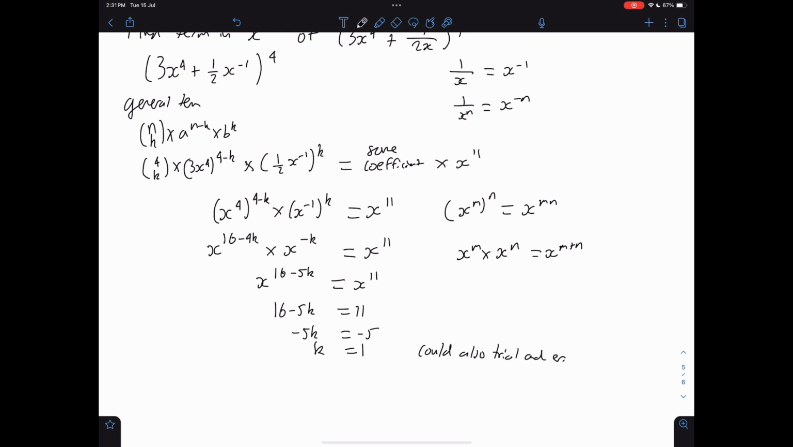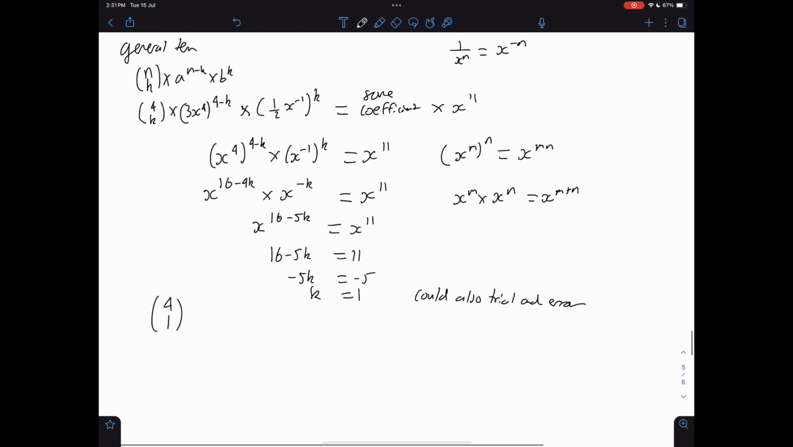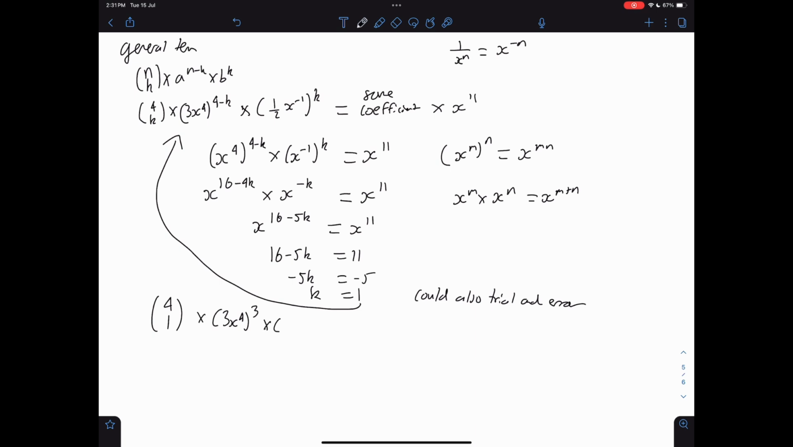You could also do trial and error. I prefer just to do a way that I know is going to be correct, and it just is a tidier layout. So 4 choose 1, so you know your term is going to be 4 choose 1 times 3x to the power of 4. Now 4 minus k here is going to be 4 minus 1, which is 3. Then you multiply it by 1 over 2x to the power of minus 1 to the power of 1.